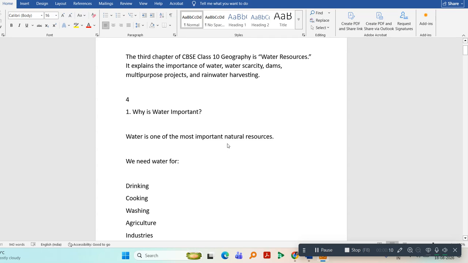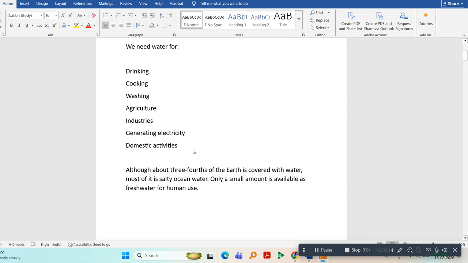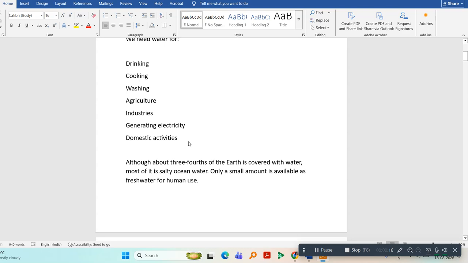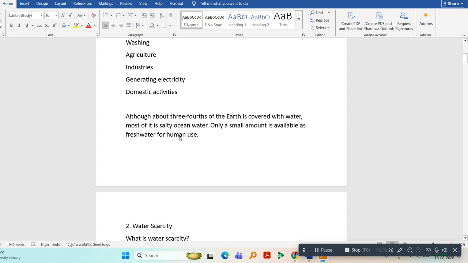Water is one of the most important natural resources. We need water for everything: drinking, cooking, washing, agriculture, industries, generating electricity, domestic activities. Although about three-fourths of the earth is covered with water, most of it is salty ocean water. Only a small amount is available as fresh water for human use.